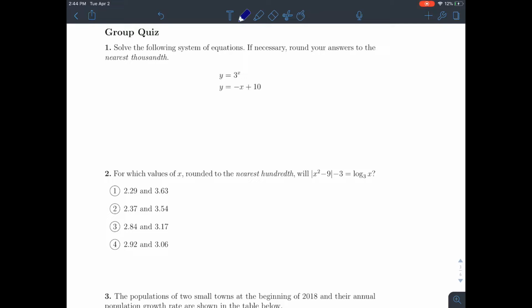Alright, so solve the following system of equations. If necessary, round your answers to the nearest thousandth. You might think to solve the system of equations, since we know what y is in terms of x, maybe use substitution. So you get 3 to the x power equals negative x plus 10.